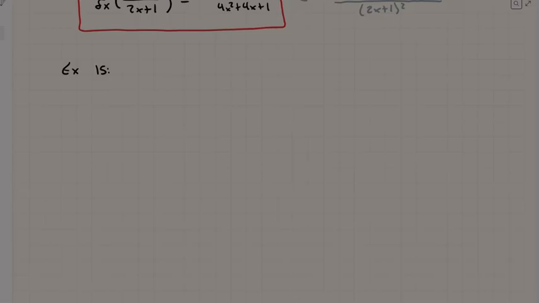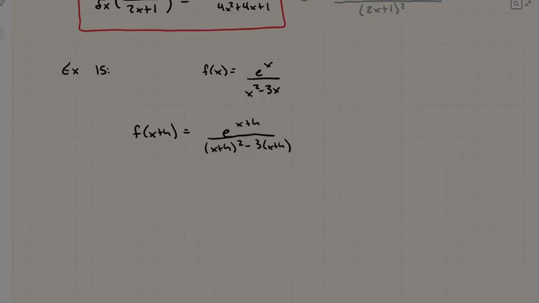So example 15, we're going to do the same limit approach to define the derivative of e to the x over x squared minus 3x. All right, so that's our f of x. What is our f of x plus h? That's going to be e to the x plus h over (x plus h) squared minus 3 times (x plus h).